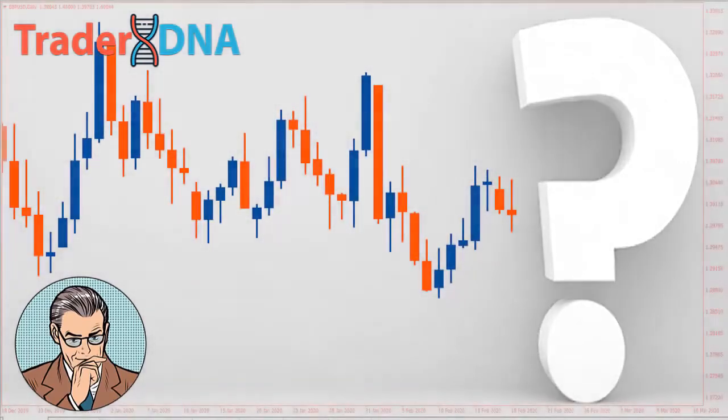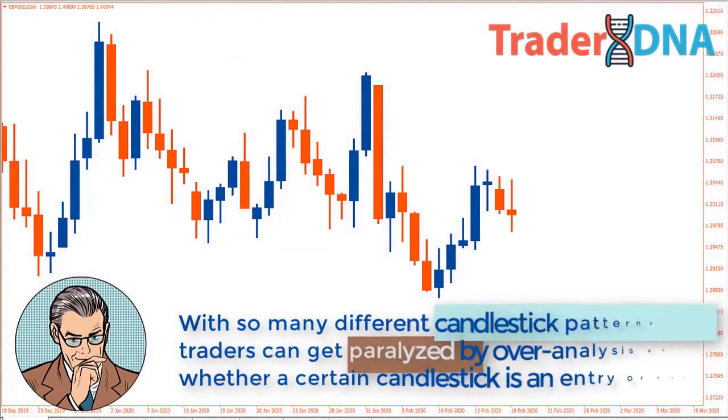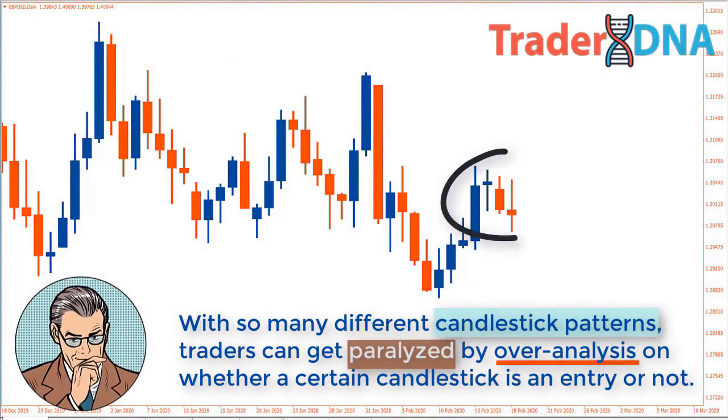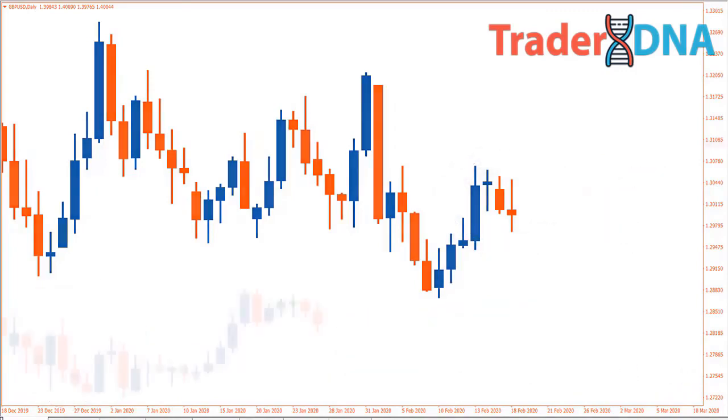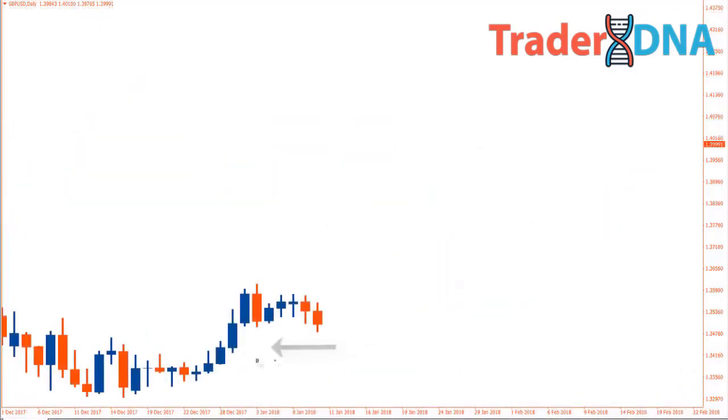With so many different candlestick patterns, traders can get paralyzed by overanalysis on whether a certain candlestick is an entry or not. And have you gotten into a trade where it was going in your favor, but you got out too early? It's frustrating to get out of a position only to see the trade go further in the direction of the trade you exited.